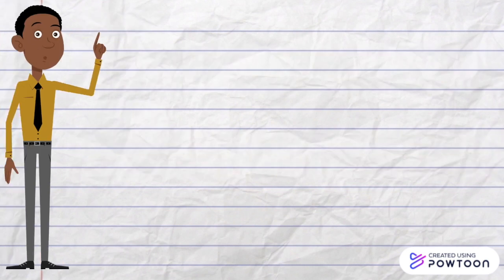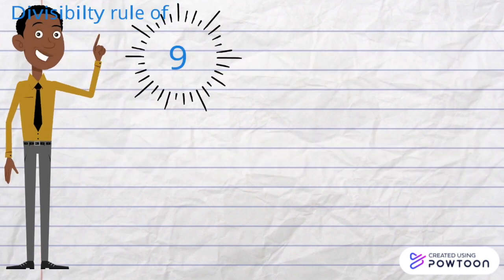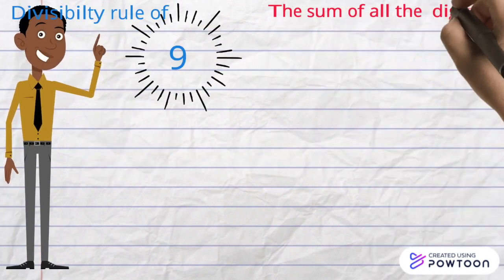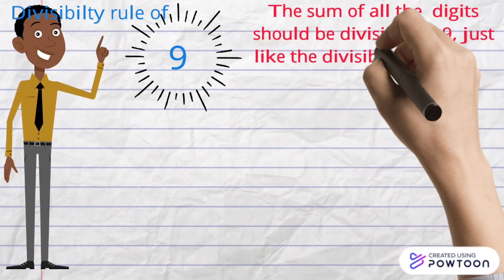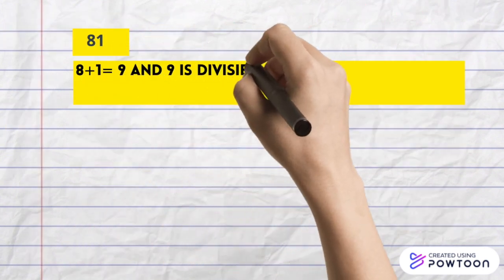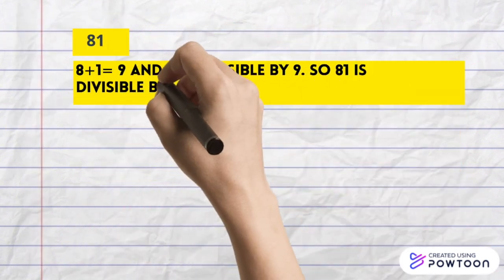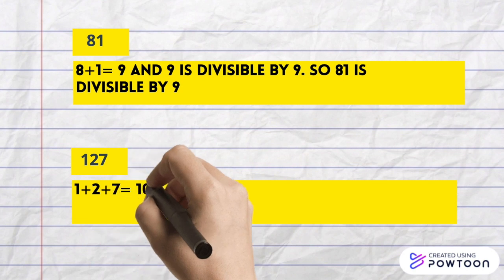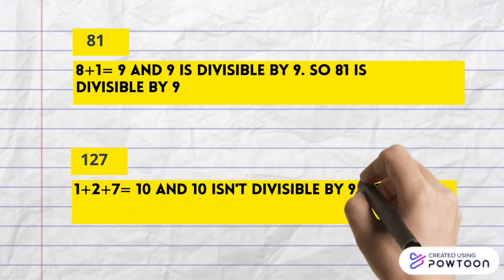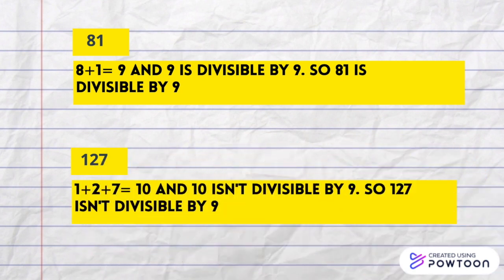For the divisibility rule of 9, the sum of all the digits should be divisible by 9, just like the divisibility rule of 3. For 81, 8 plus 1 is 9, and 9 is divisible by 9, so 81 is divisible by 9. In 127, 1 plus 2 plus 7 is equal to 10, and 10 isn't divisible by 9, so 127 isn't divisible by 9.